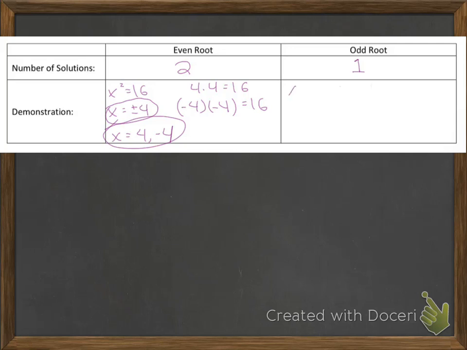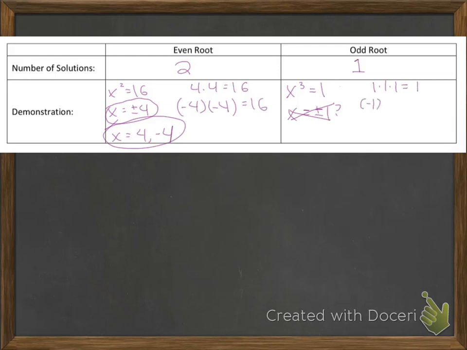Okay? So for the odd root, I'm going to pick a very, very basic example. I'm just going to say x cubed is equal to 1. So how come with an odd root, I don't have to write x is plus or minus 1? How come I don't have to do that? Well, I'm going to show you. So if I have 1 times 1 times 1, that gives me 1. That's x to the third power.